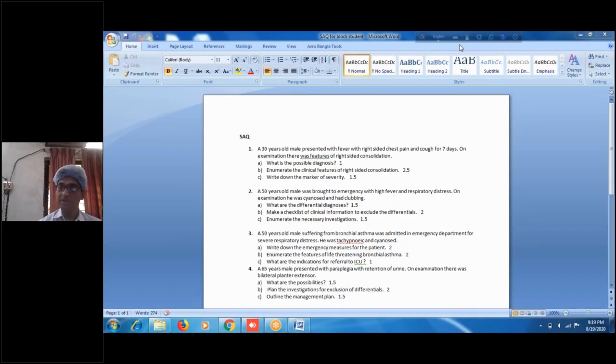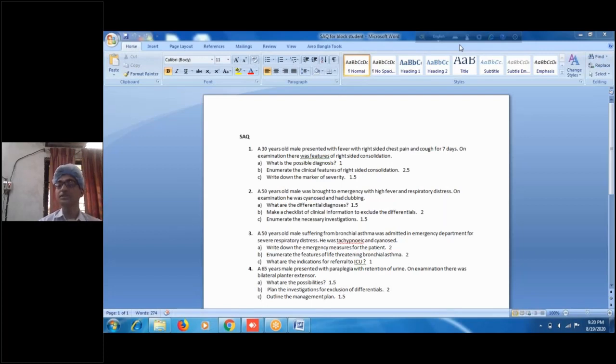But there are also some other clinical or investigational features to mark the severity. Take for example the CBC. If you have a very high or very low leukocyte count, this is also a marker of severity. If the albumin of the patient is reduced, this is also a marker of severity. If in the X-ray there is multiple lobe involvement or bilateral involvement, this is also a marker of severity.